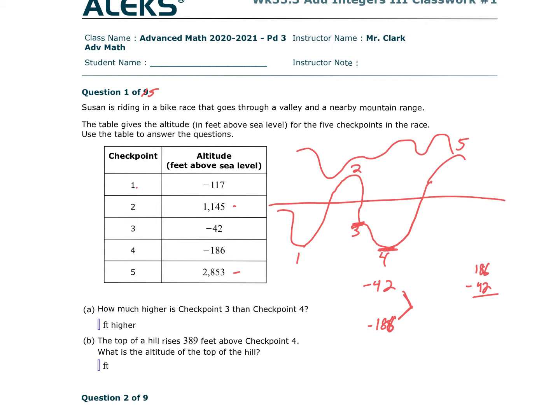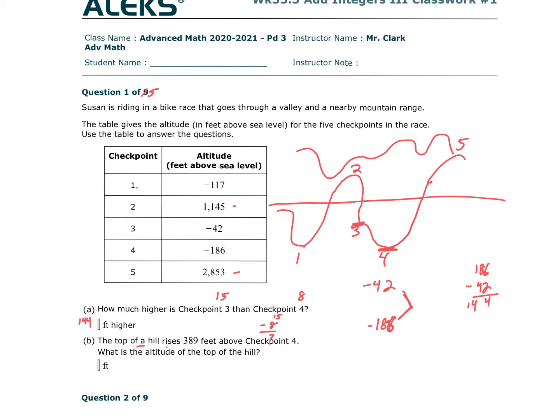Let's say checkpoint 3 was at just positive 5 feet, and checkpoint 4 was at positive 8 feet. So how far is, oh, that doesn't make sense. Let's say it's 15 feet, and the other one's 8 feet. We would do 15 minus 8. All right, so 7. So instead of that, we're really doing negative 42 minus negative 186. Here's how I'm going to work it out. So the answer is 144. It's 144 feet higher.